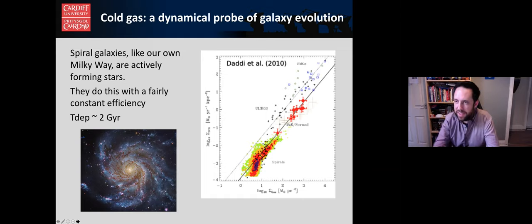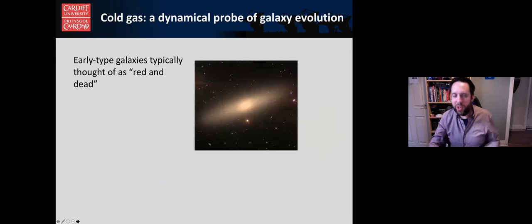And so it makes sense that they may form stars a little bit more efficiently. So we have this picture that normal star formation, when left to do its thing, will form stars with a depletion time of about 2 gigayears. But it turns out that that's not entirely true. Early type galaxies are bucking the trend once more.